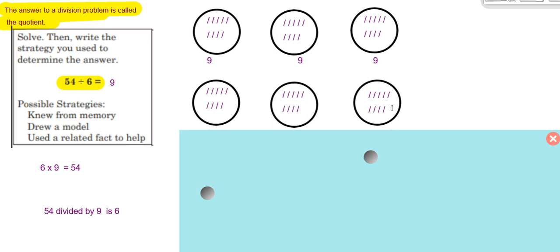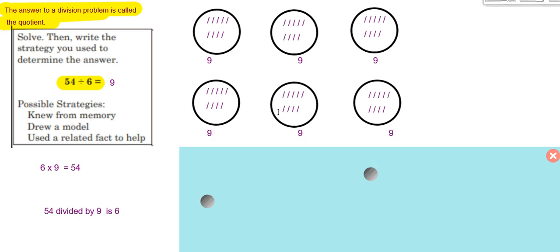And I realized that I have 9 tallies in each of the circles, which tells me that 9 tallies times 1, 2, 3, 4, 5, 6 circles equals 54. Once again, I know the answer is 54.